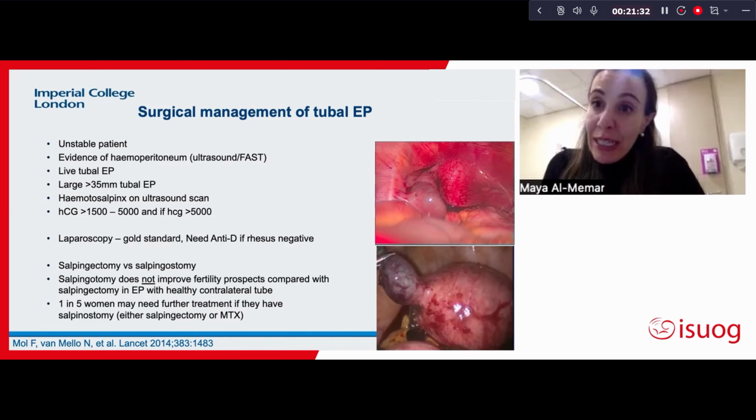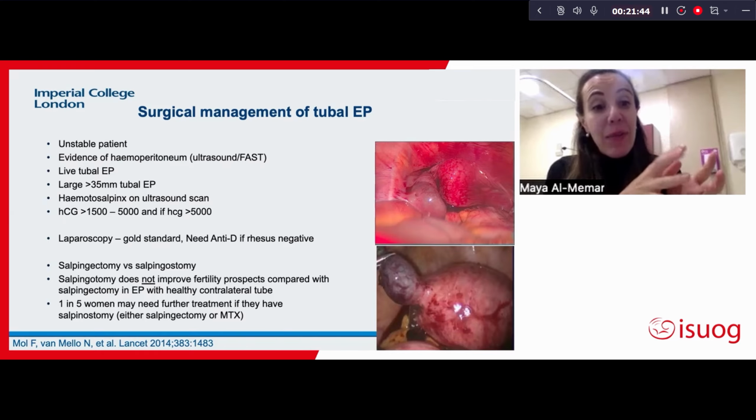There is a debate about salpingectomy or salpingostomy, but on the whole, we would recommend, in the presence of a healthy contralateral tube, that a salpingectomy is performed. And the reason for that is salpingostomy does not improve fertility prospects compared with a salpingectomy in those with ectopic pregnancy with a healthy contralateral tube, and may increase the risk of ectopic on the diseased side, the affected tube.